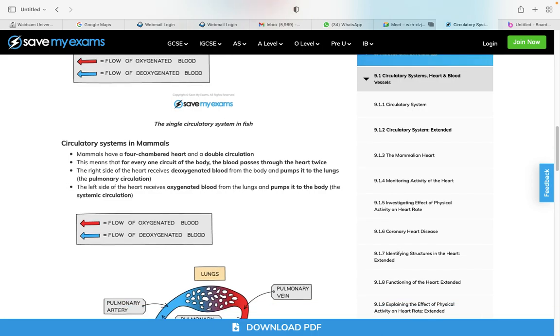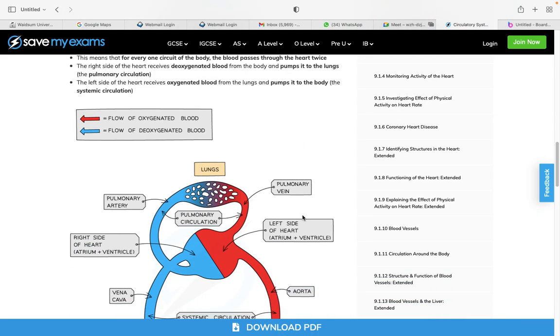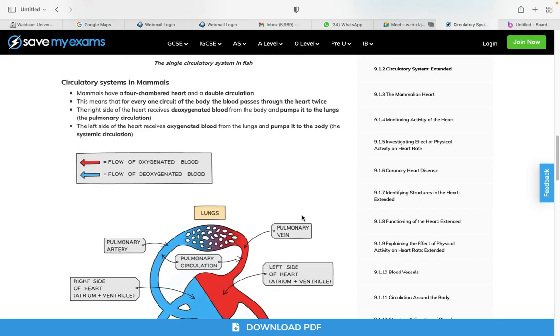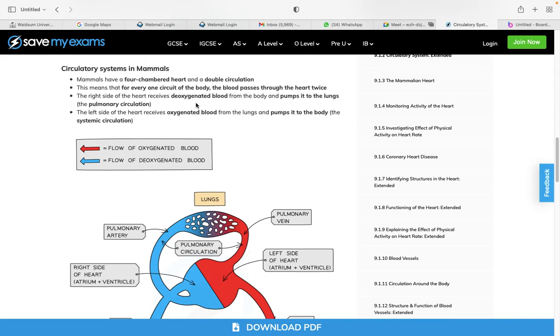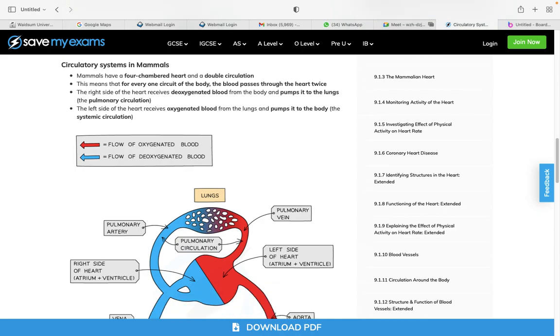Now let's take a look at the circulatory system in mammals. I think we've explained this already: mammals have a four-chamber heart and double circulation. What it means is that for every circuit of the body, the blood passes through the heart twice. How does the blood pass through the heart twice?